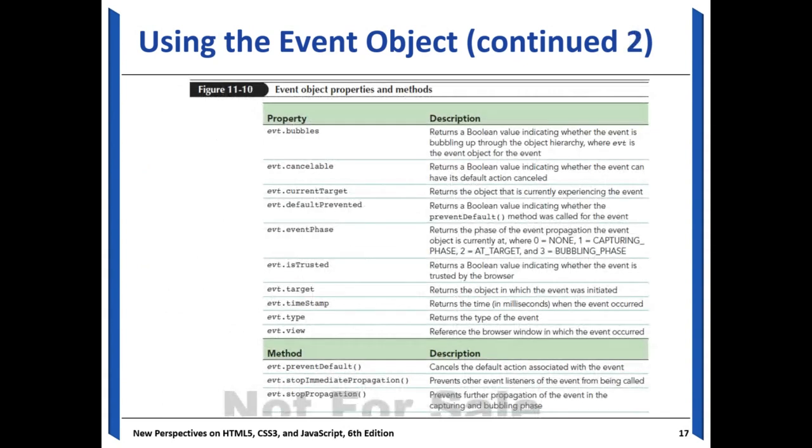As we'll see on this screen here, there are different properties for event objects and their methods. So, for example, event.target returns the object in which the event was initiated. Event.currentTarget returns the object that is currently experiencing the event.